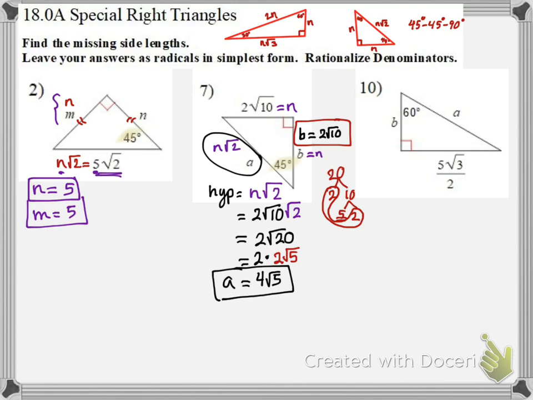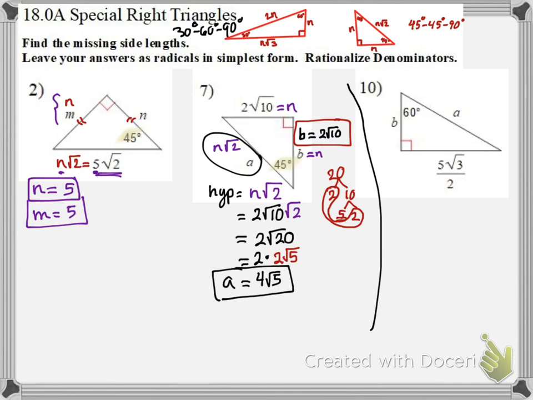Let's look at number 10. 60 degrees this time. If it has 60 degrees in it, we're going to have to deal with the other pattern. And the other pattern up here is my 30, 60, 90 pattern. And again, we say 30, 60, 90 all the time, but it's really 30 degrees, 60 degrees, 90 degrees. Since you're not putting that in writing, it doesn't matter that much.